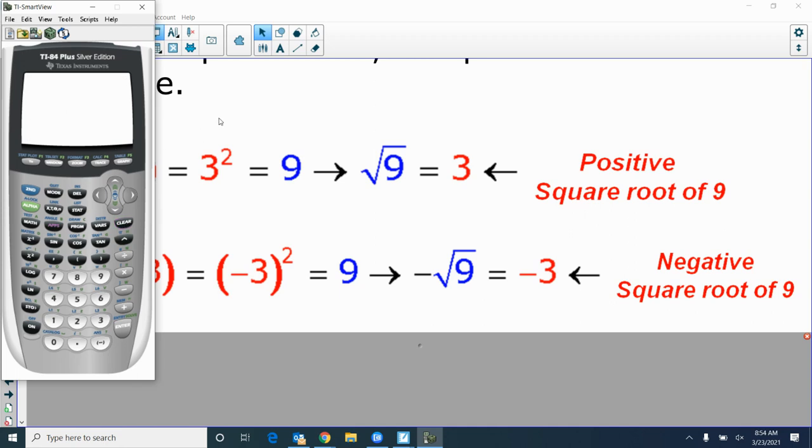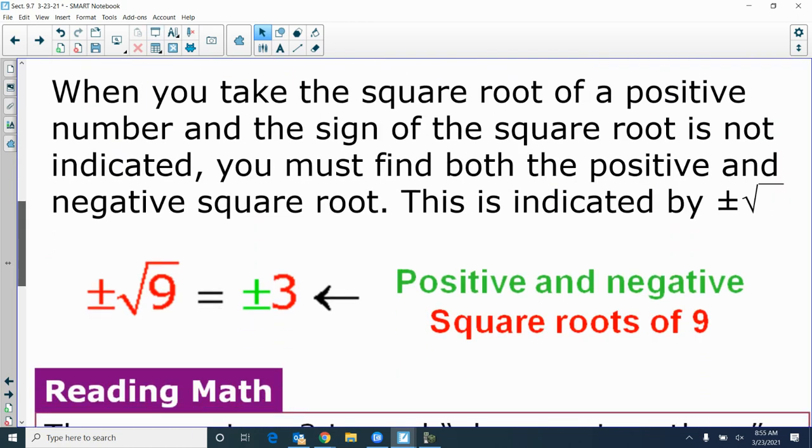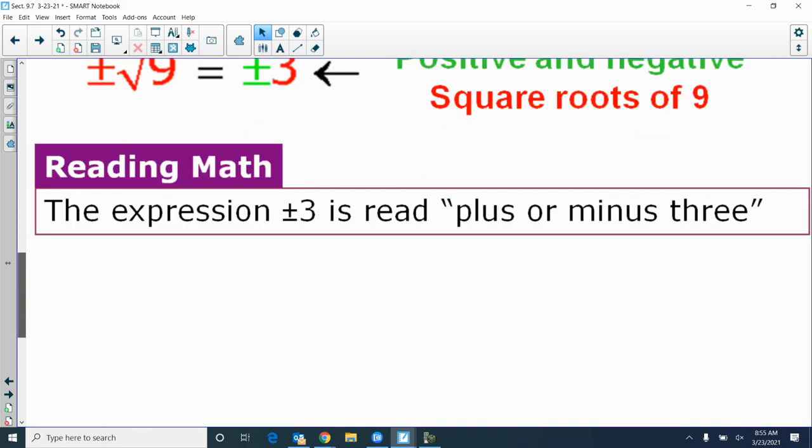Know where the square root is. So if I'm taking the square root of 9, it's just going to say 3. It doesn't say negative 3. That doesn't mean it's not an answer, because you put calculator in the program to give you one answer. Okay? Because we know if you use the parentheses, negative 3 squared gives you back 9. All right, for that. So when you take the square root of a positive number and the sign of the square root is not indicated, you must find both the positive and negative. So we put a little plus or minus to say it's 2 different answers. Okay? So as you see here, the expression plus or minus 3. That's how you read it.